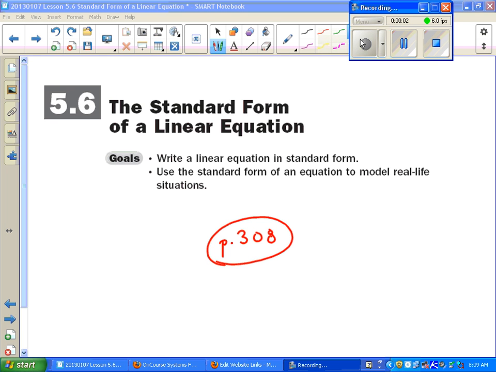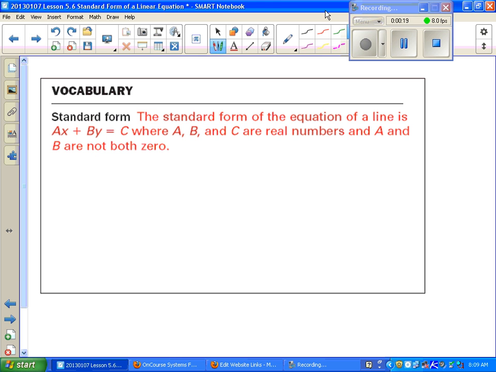Okay, today we're looking at section 5.6, writing linear equations in standard form, and we're modeling real life situations with standard form on page 308 in the textbook. First thing we got is the definition of standard form. Standard form is ax plus by equals c.